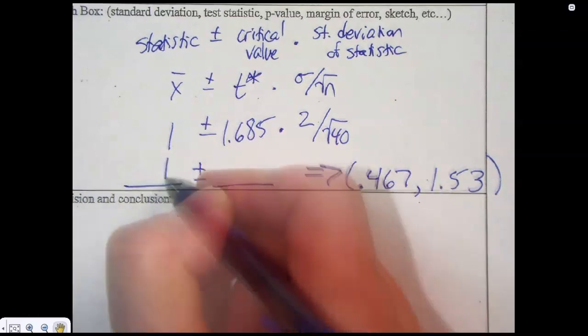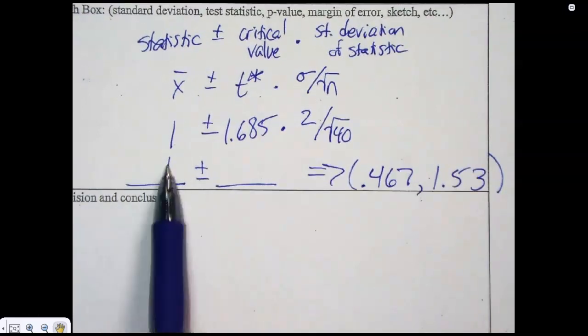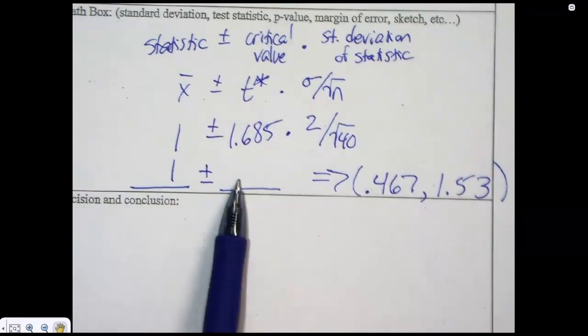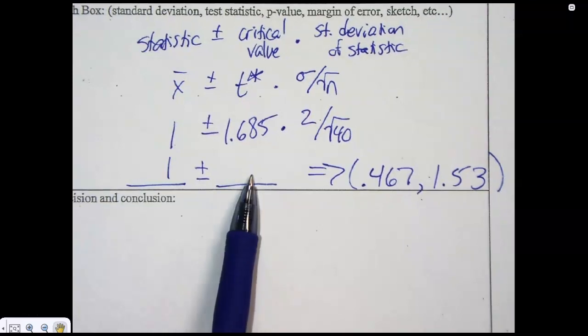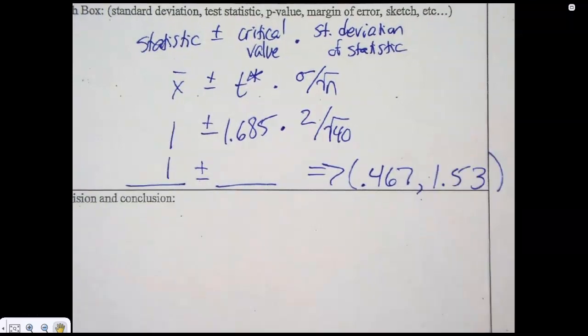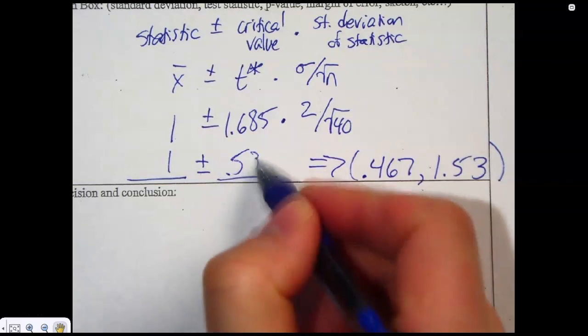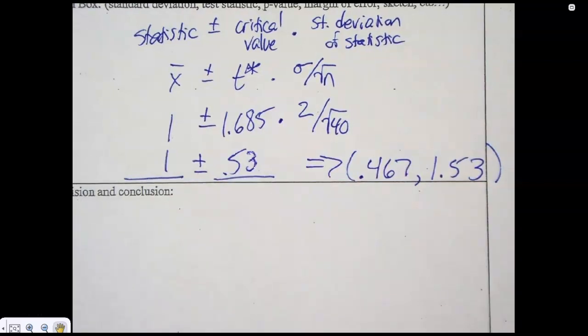And so this is 1, right? Like this blank. And then you still have to figure out the margin of error. Remember, 1 is the middle. So the margin of error is either this minus 1 or 1 minus this. You get the same thing either way. So it's basically plus or minus 0.53. You guys with me on what I'm doing there?